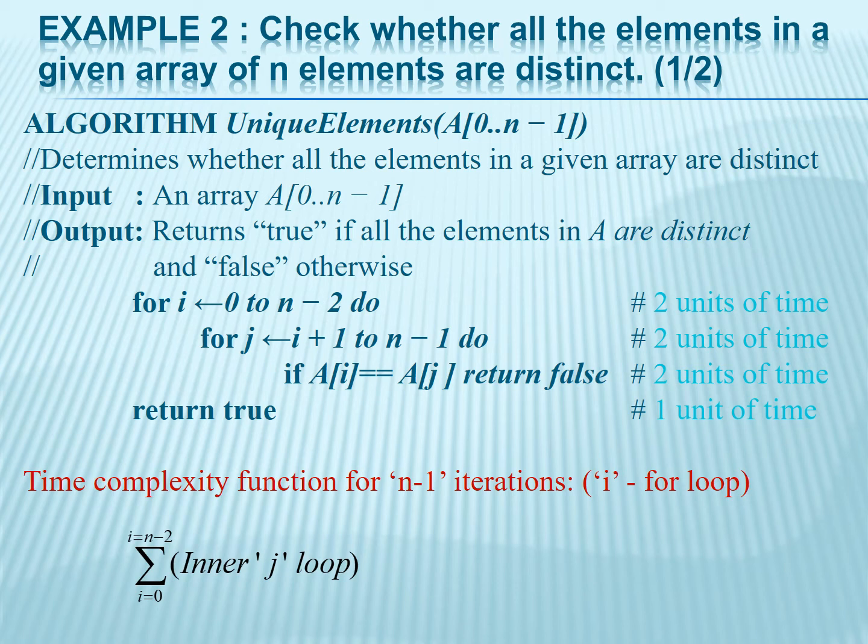The time complexity function for n-1 iterations of the I for loop is given as sigma I varies from 0 to n-1 of the inner J loop. You could note that the I value range from 0 to n minus 1 is the same range represented in the for loop of the algorithm.